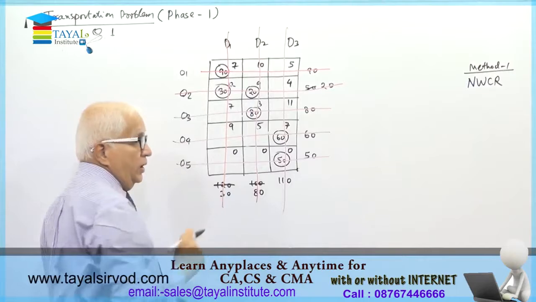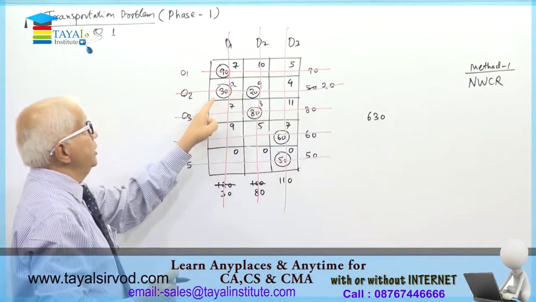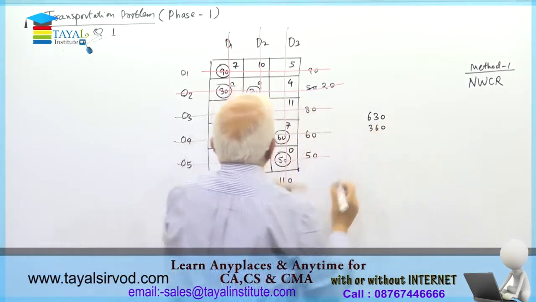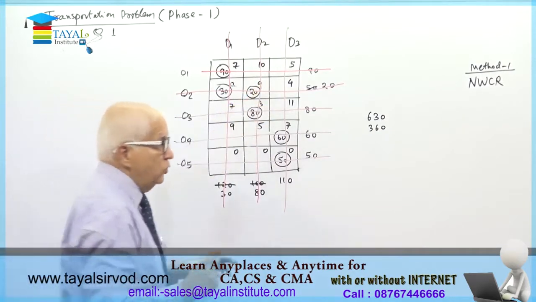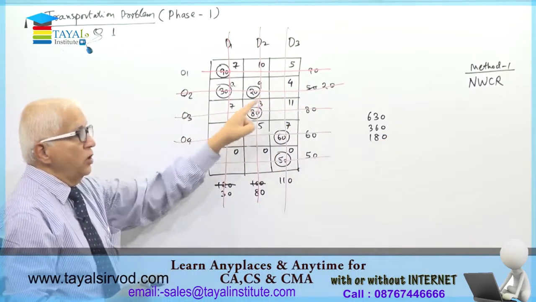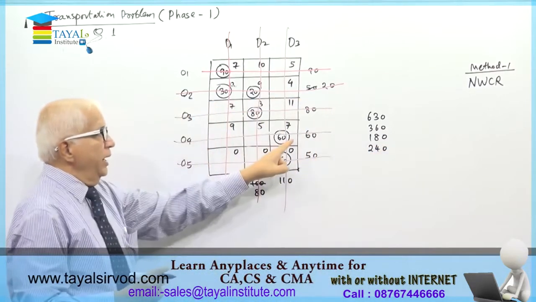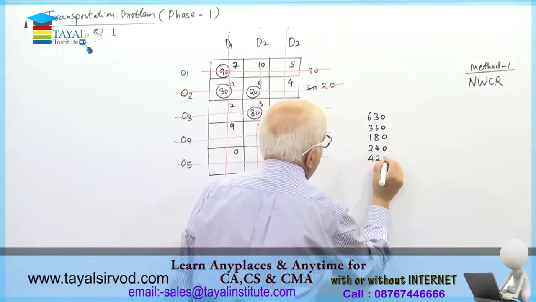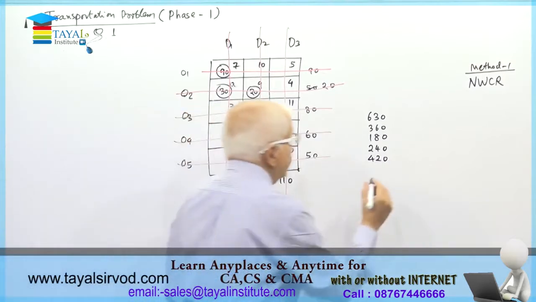90 units have been allocated at a cost of 7. So 90 into 7, 630. Second, 30 units have been allocated at a cost of 12. So 12 into 3, 360. 20 units have been allocated at a cost of 9. So 20 into 9, 180. Next, 80 units at a cost of 3. So 80 into 3, 240. Here, 60 units at a cost of 7. So 60 into 7, 420. And 50 into 0, the last row was created by us, so it is 0.